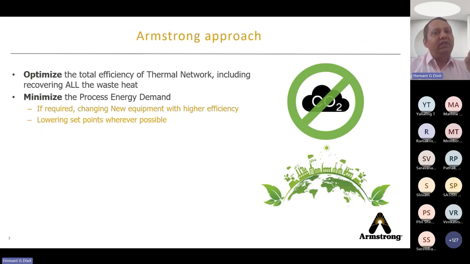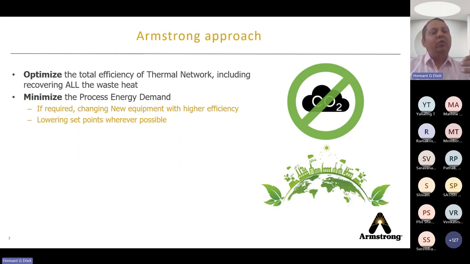And for these industries, what should be our approach and how can we achieve net zero or decarbonization? It is mainly optimization, minimization study, as well as de-steaming to complete the decarbonization. So what is optimization? Optimize the total efficiency of the thermal network, because we all know that any thermal network will have generation, distribution, utilization, and recovery and all other things. When we optimize, we need to give a complete holistic approach on all these four parts of the thermal network. It will include even recovering all the waste heat wherever it is possible.